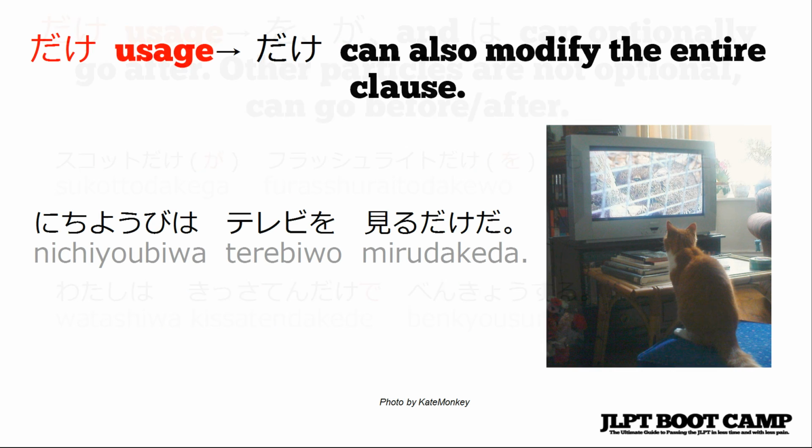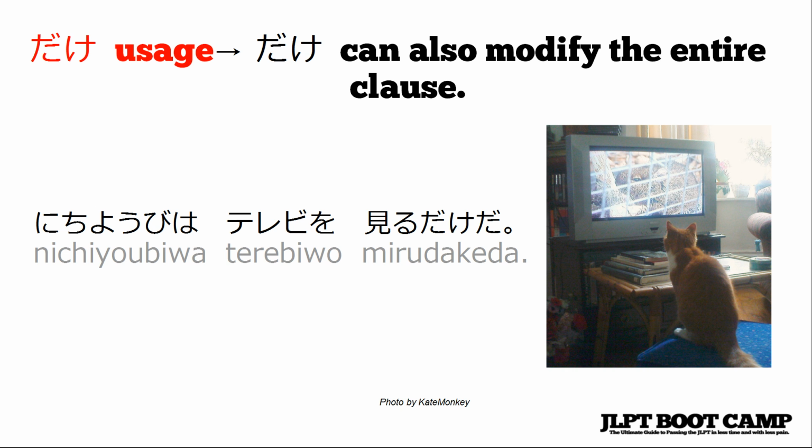Also, dake can be used to modify an entire clause, not just objects or subjects, but the entire sentence. So, for example, nichiyobi wa terebi o miru dake da. The literal translation would be: as for Sunday, I just watch TV. I didn't do anything else. I just watched TV all day, basically, kind of implied there.